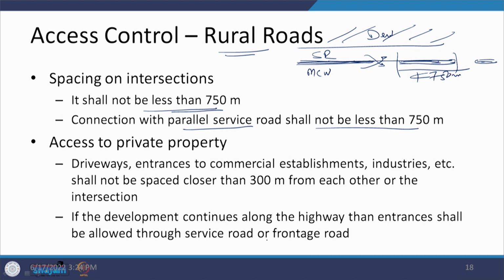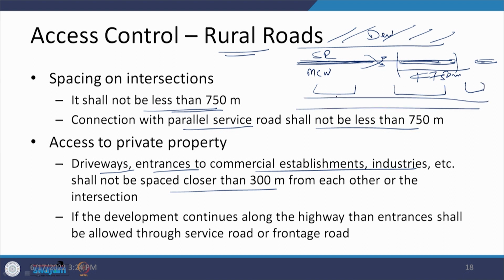Now, if you are talking about the access to the private property, then what it says is the driveways and entrances to commercial establishments, industries, etc., should not be spaced closer than 300 meters from each other. This means that if you have different types of activities being provided along this road, and if we have provided an access here, and if we are providing this access here, then this distance should not be less than 300 meters. So, it is better that if there are more things happening like this, then we provide a service road or a frontage road, and in that case this type of system can be ensured.